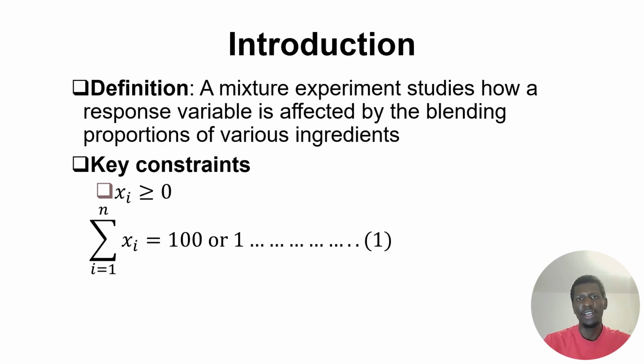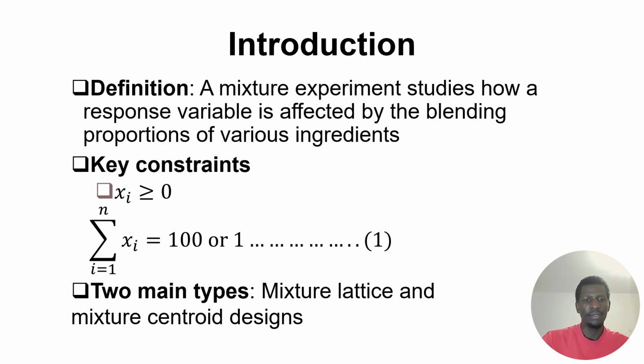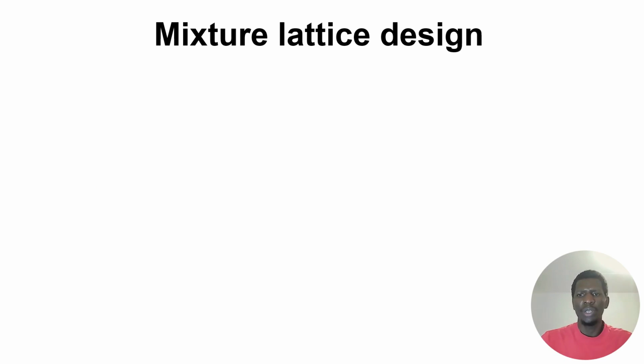The first constraint is that the values assumed by any of the ingredient proportions must always be equal to or greater than 0. And the next fundamental constraint is that the sum of component proportions must always be equal to 100. Basically, there are two types of mixture designs. We have the mixture lattice and the mixture centroid designs. Let's begin with a mixture lattice design.